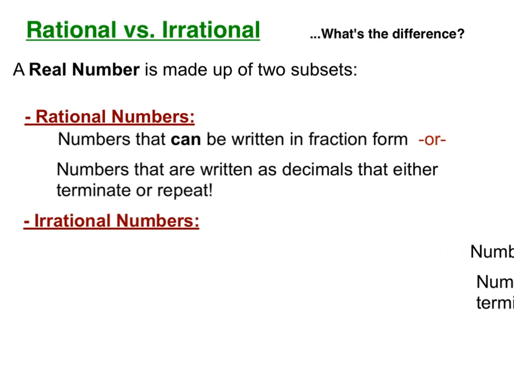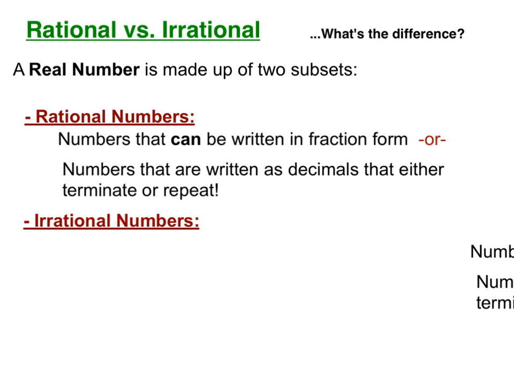Those are all numbers that are written as decimals, and the decimals either terminate or repeat. All right, so think about that. If I have 1/2, well, that's the same as 0.5. That is a terminating decimal because it just stops after the 5. If I had 1/3, well, that's 0.3333 repeating, right? That's a rational number.